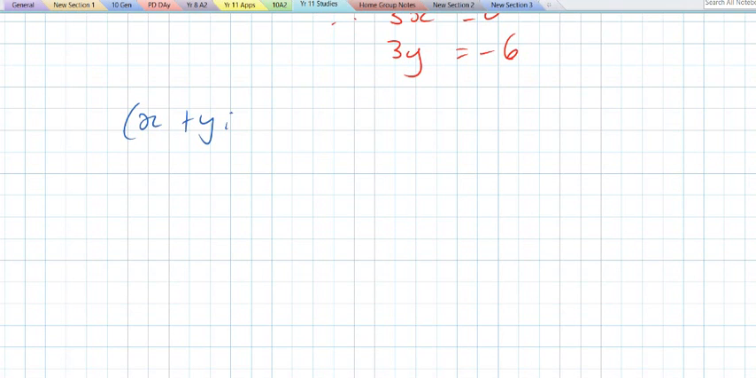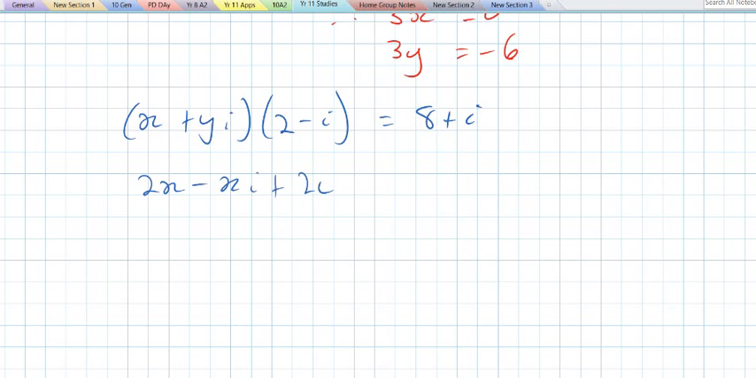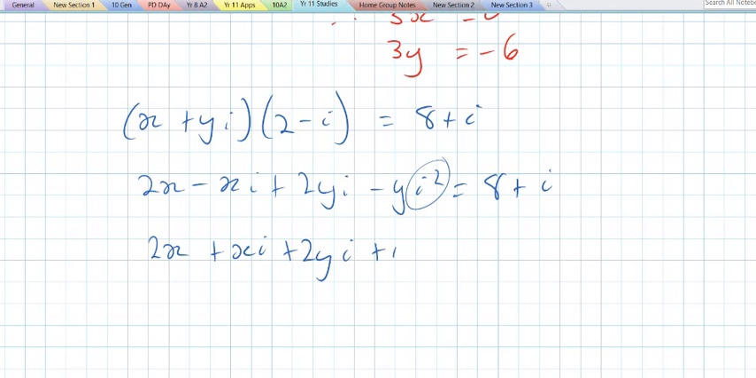Alright, with C, we have x plus yi, take 2 take i. Alright, we'll do this quickly. So we have 2x take xi plus 2yi take yi squared equals 8 plus i. Now that we know i squared is minus 1, it becomes 2x plus xi plus 2yi plus y equals 8 plus i.